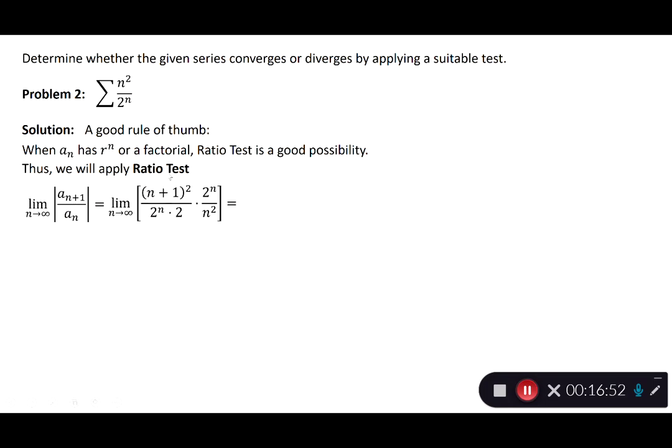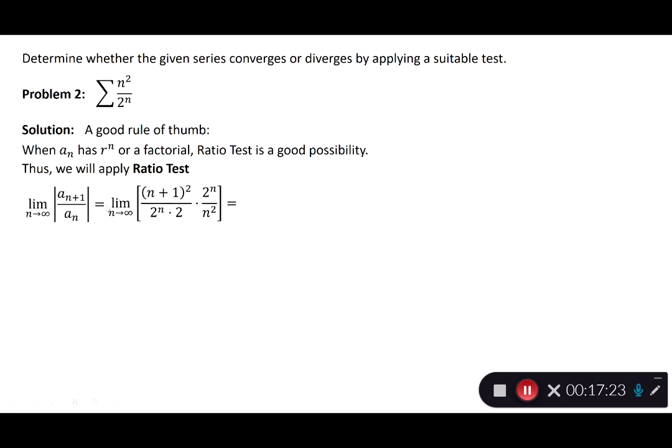N plus 1 the quantity square under 2 to the n plus 1. I'll go ahead and write it as 2 to the n times 2 to the 1. A to the m plus n is a to the m times a to the n. So 2 to the n plus 1, I'll write that as 2 to the n times 2. And instead of dividing by a sub n, I'll multiply by the reciprocal, 2 to the n over n squared. The moment I do that, you can notice that we can cancel the 2 to the n, and everything is just multiplying.